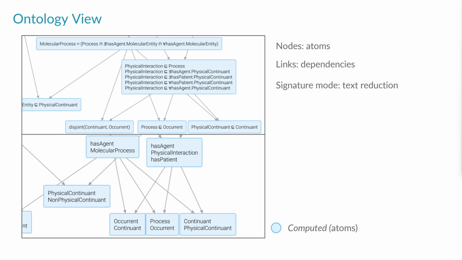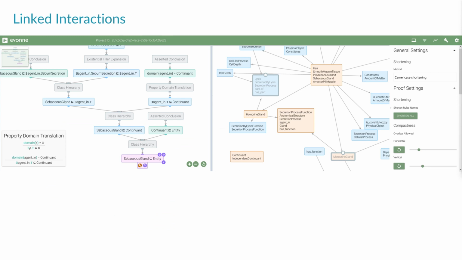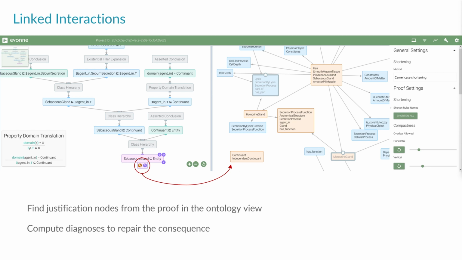There are other colors that show up in the ontology view, but they appear when we perform linked interactions from the proof view. So let's talk about that. What we want to do is relate the proof to the ontology. In each of the axioms of the proof view, we provide 2 buttons that appear on double-click to trigger effects on the ontology view. The first linked interaction locates parts of the justification in the ontology view, and the second triggers the computation of diagnosis that we can use to repair the consequence.